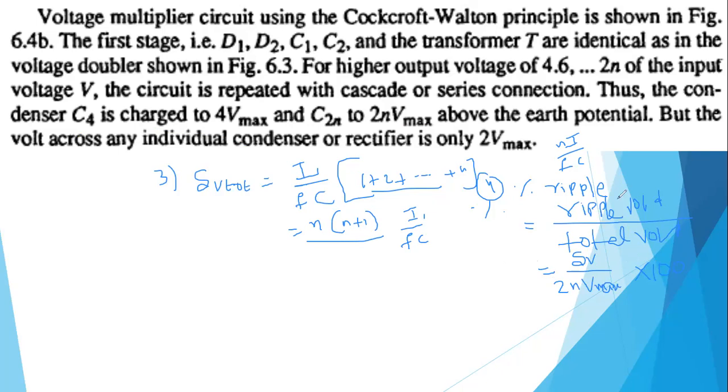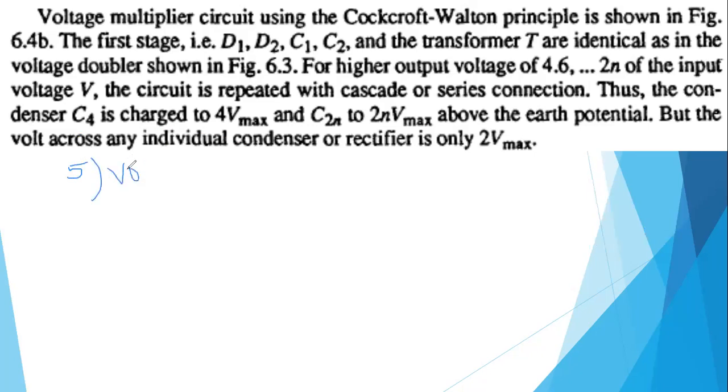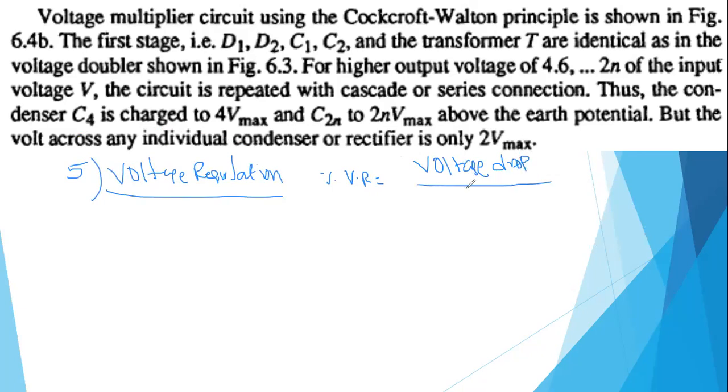Coming to the next very important one, voltage regulation. The fifth one is voltage regulation. The definition of percentage voltage regulation is the ratio of voltage drop to the total voltage. So voltage drop divided by the total voltage into 100.